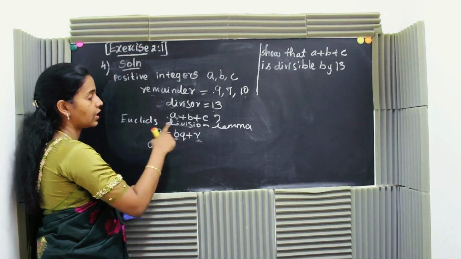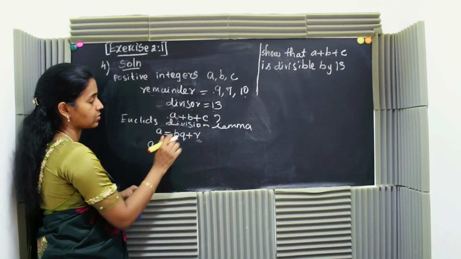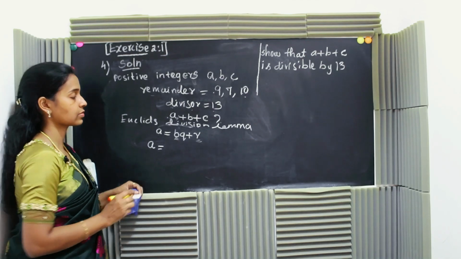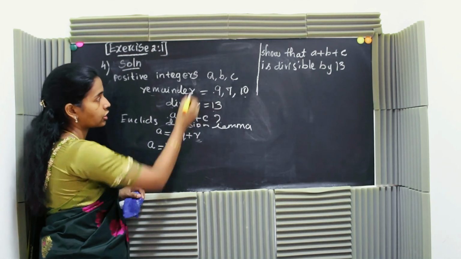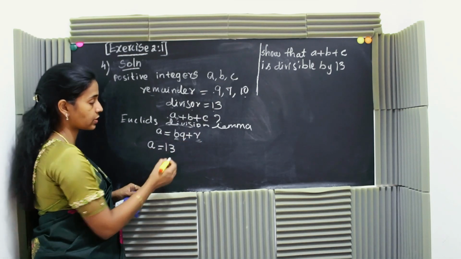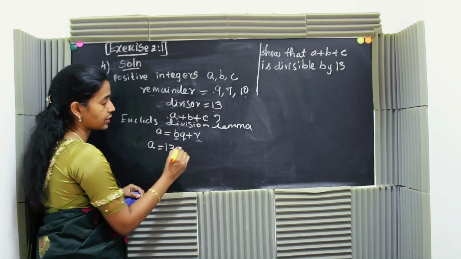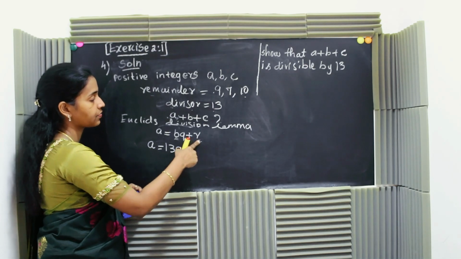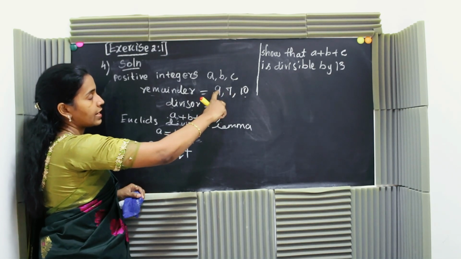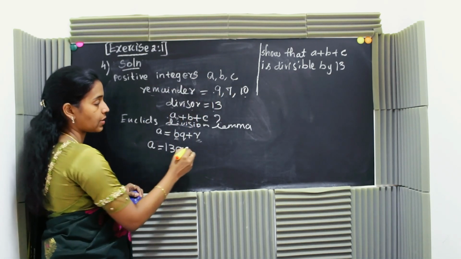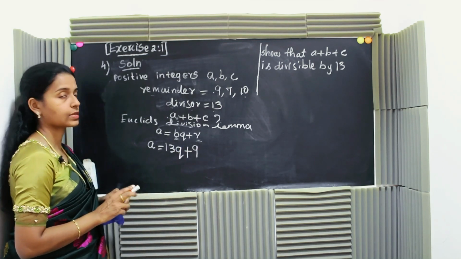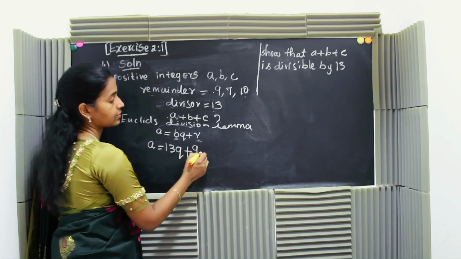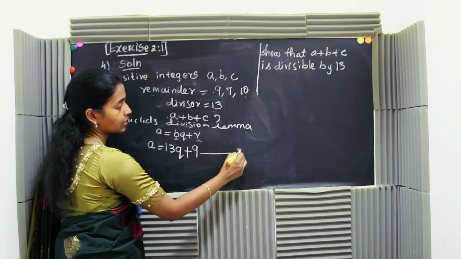In this formula, I have to apply the values. What is B here? 13. Q, we don't know, that is not given. So, we can write Q plus, what is R? 9 for A, right? So, I am taking 9. We can take this as equation number 1.